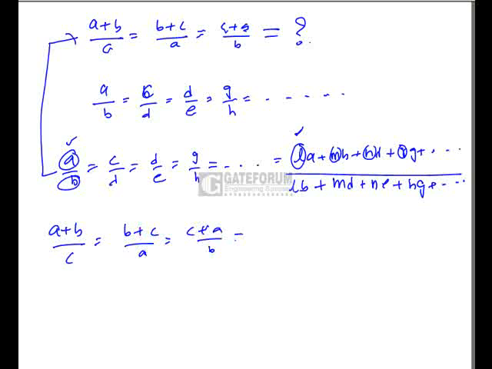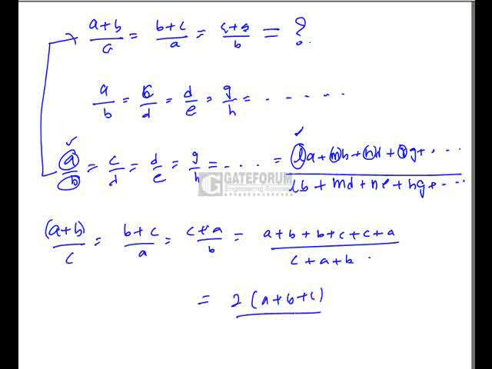C plus A by B. Now I'll multiply the first term, the numerator, by 1, so it will be A plus B, and also here, leaving 1, B plus C, and C plus A by B, here also 1, so C plus A plus B. This can be written as 2 times A plus B plus C by A plus B plus C. So clearly this value is nothing but 2.